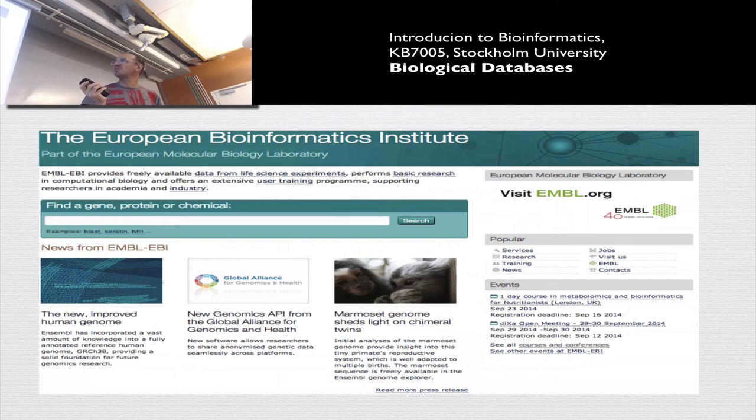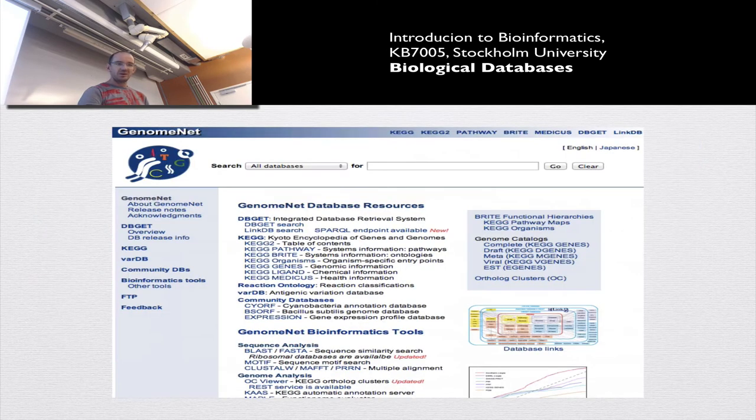EBI, the European Bioinformatics Institute, is a part of EMBL, the European Molecular Biology Laboratory, an organization that has existed for about 40 years. It was mainly in Heidelberg, but this is an outstation in Hinxton in England. And this is the Japanese version of it that I haven't really used.